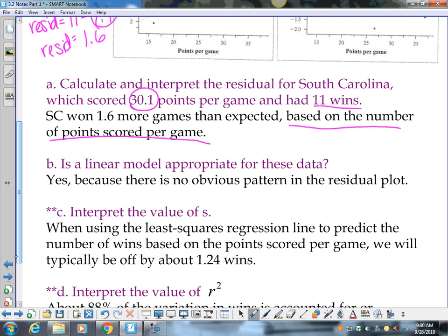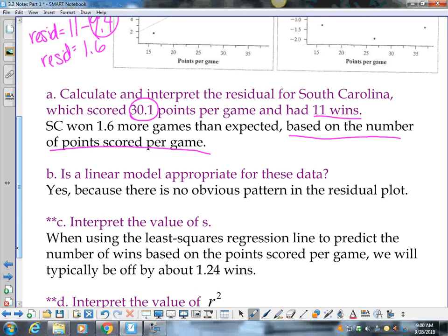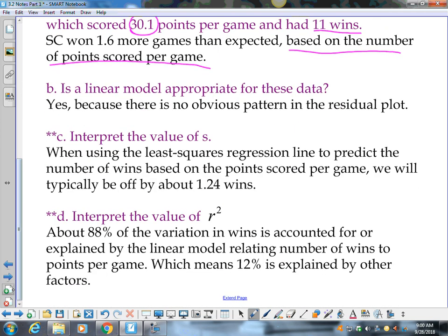Is a linear model appropriate? Look at your residual plot. Absolutely. There is no pattern in the residual plot, so yes, a linear model is appropriate. Interpret the value of S. That's your standard deviation. That's the 1.24. These last two have stars by them because these are the sentences most kids screw up on. But guys, if you will just remember the pattern of these two sentences, it is super easy. But don't try to BS your way through this.